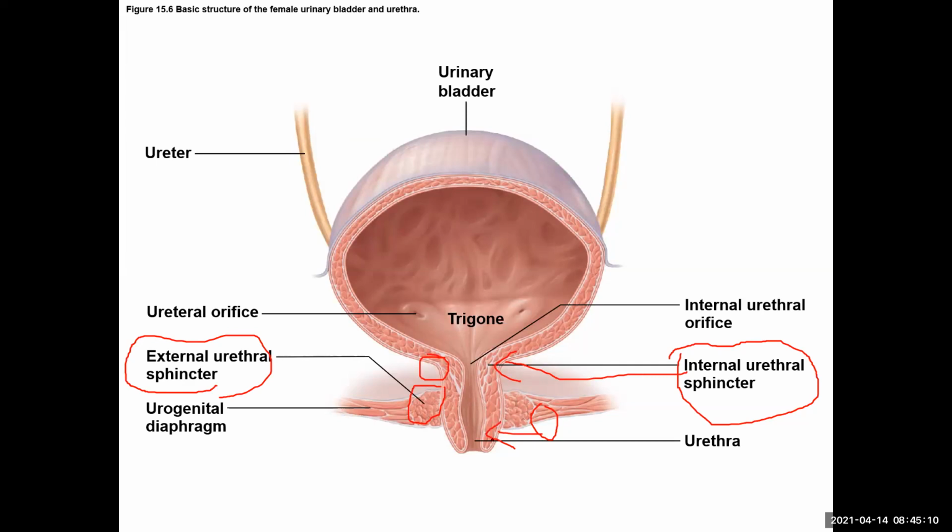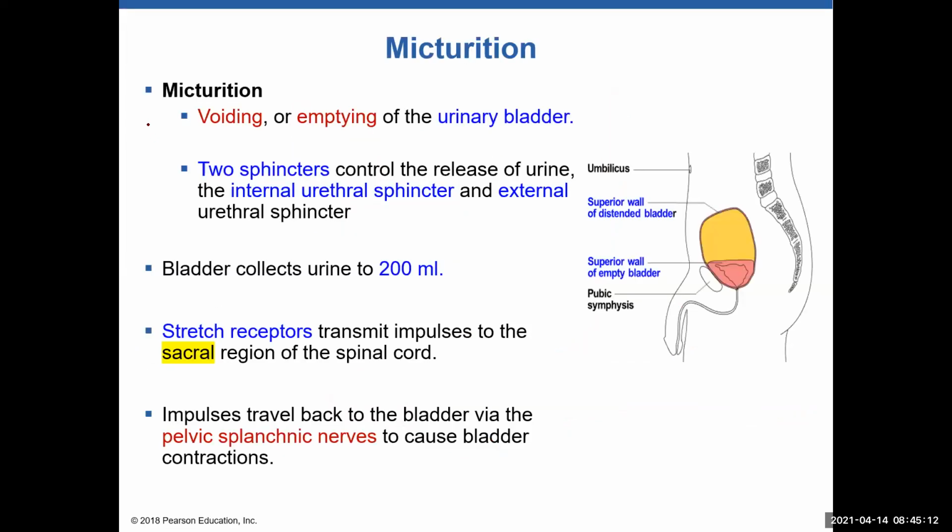For the micturition, what is micturition? Micturition is when you want to go to the washroom, when you want to empty the bladder. So in order to urinate, what is important? Three things should happen. Number one, the detrusor muscle of the bladder should contract, because it's innervated with the sympathetic and the parasympathetic nervous system, so it can contract and send the urine out.